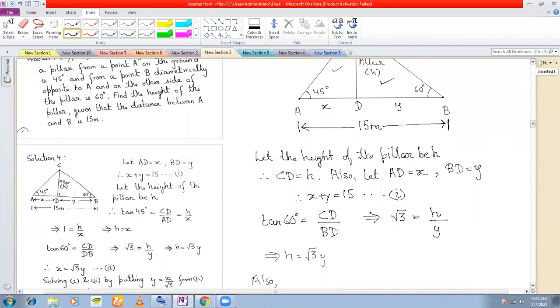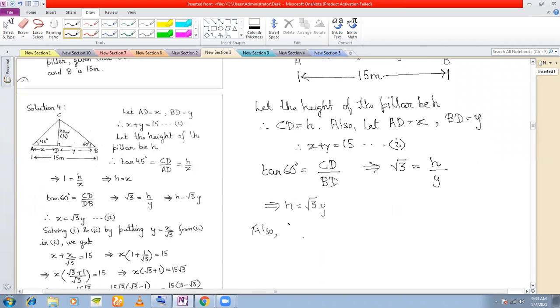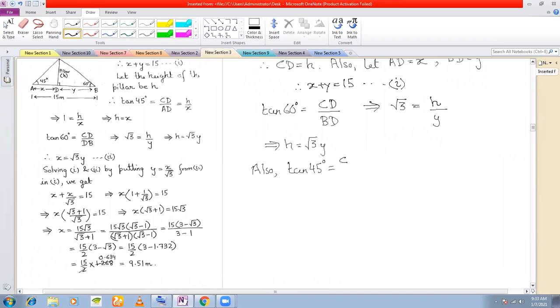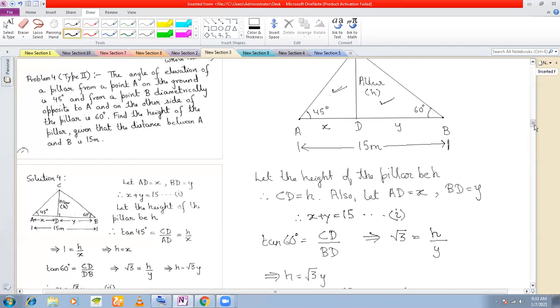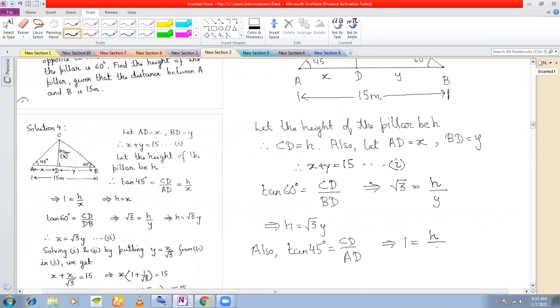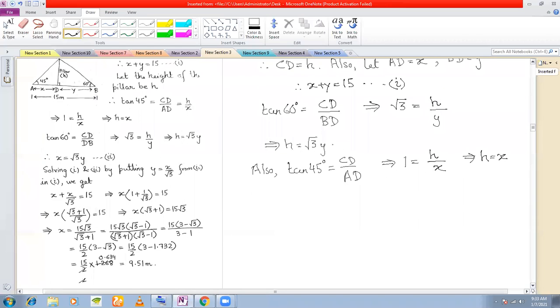Also, we consider this right angle triangle now. Tan 45 degrees is equal to CD by AD, and you know tan 45 is 1. CD is the pillar whose height is h, and AD we have taken as x. So you get h is equal to x. Now see, you're getting h is equal to root 3 y, and h is equal to x. Let us call these equation number 2 and equation number 3.